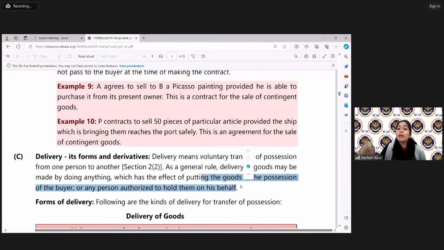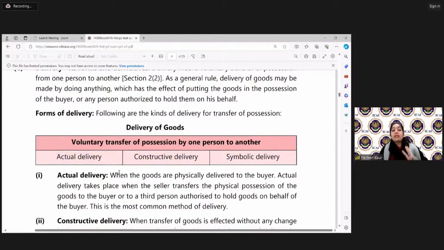So there can be three categories of deliveries: actual, constructive, and symbolic. So all these examples are actual delivery, when the goods are physically delivered to the buyer. You quickly ordered at Instamart. Ma'am has shown me a chocolate. I also want to eat it. Now just in the blink of an eye, the goods come.